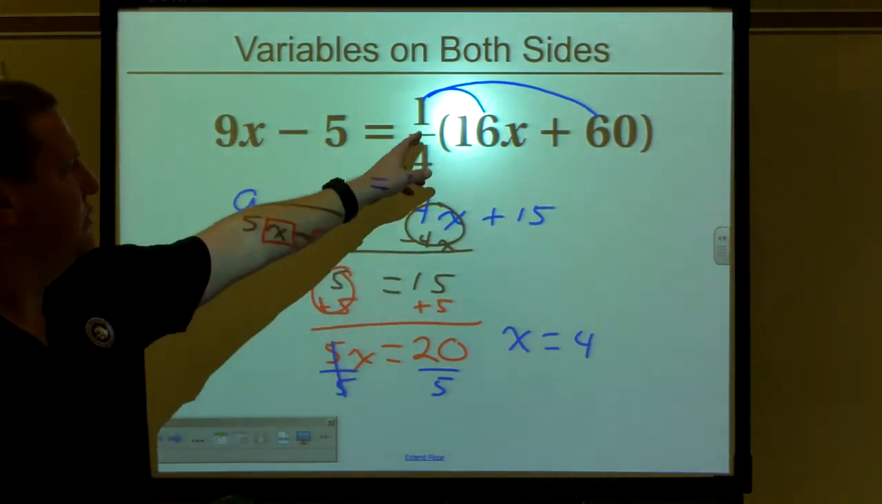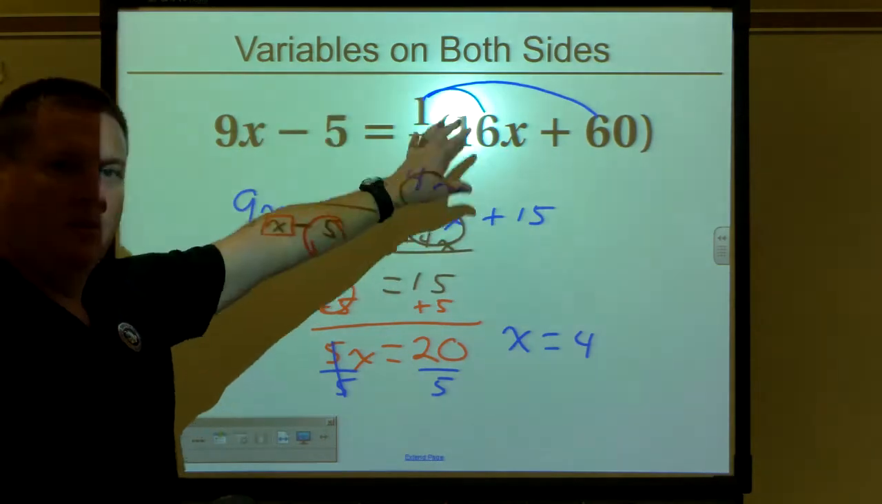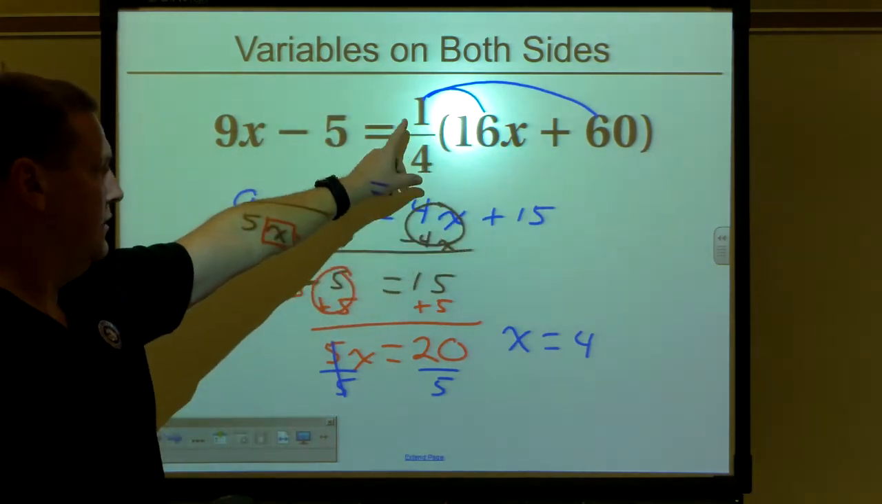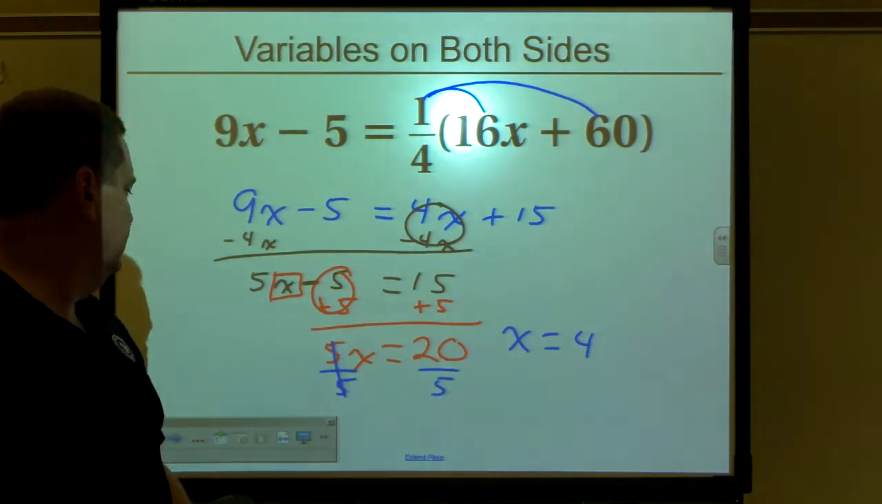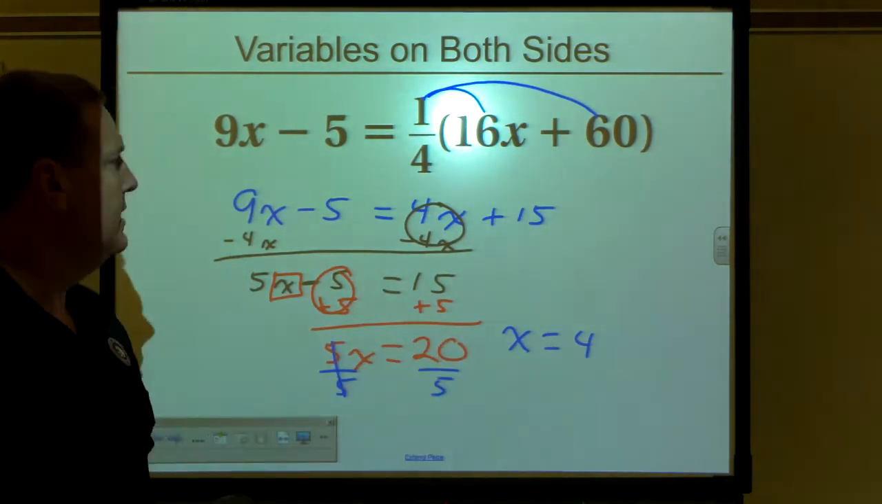Okay, so we went ahead and distributed the 1/4. We just dealt with the distribution of the 4, the fraction, and it ended up clearing itself out, and we got a value of x equals 4.